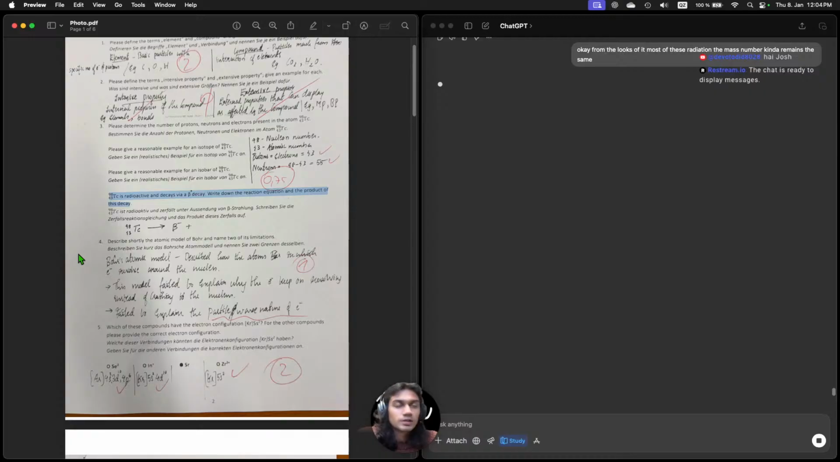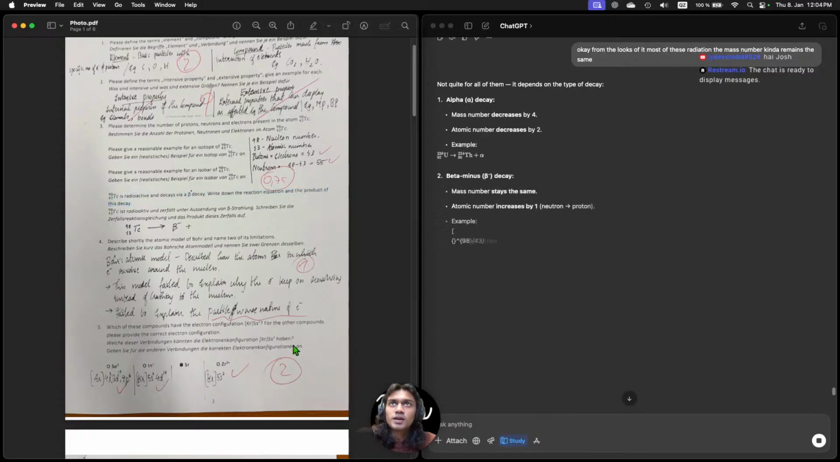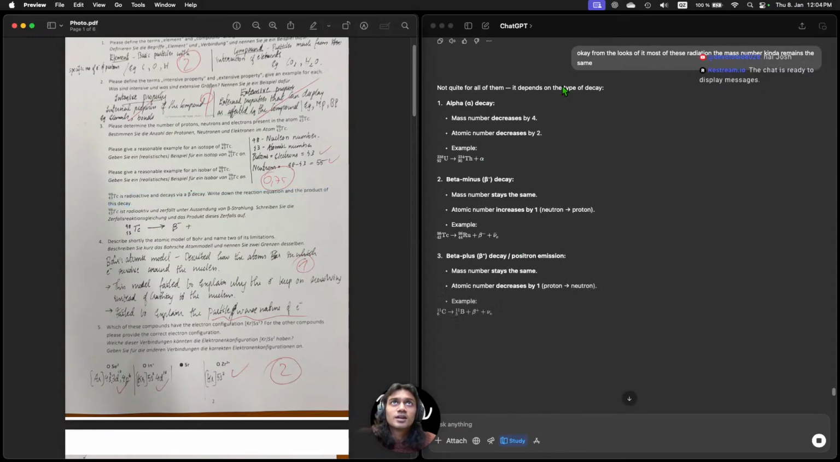Describe shortly the atomic model of Bohr. Why do you gotta ask that? It's not even relevant. Atomic model of Bohr? I mean, I respect the guy for trying, but come on.